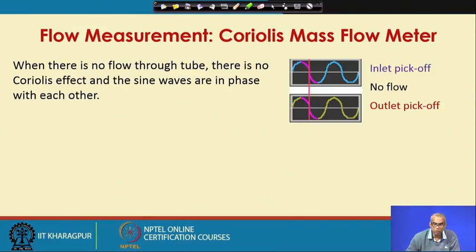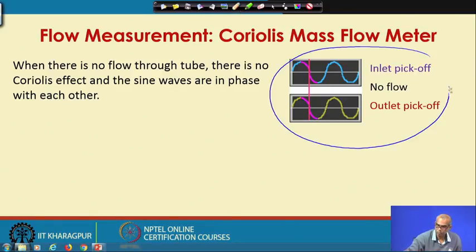When there is no flow through the tube, there is no Coriolis effect and the sine waves are in phase with each other. So, these pickoff coils will measure the phase shift between these two sections. So, you have inlet pickoff, you have outlet pickoff, and when there is no flow through the tube, there will not be any Coriolis effect and the sine waves are in phase with each other as shown in the figure. See, both are in phase with each other.